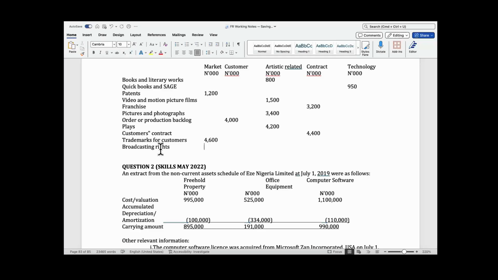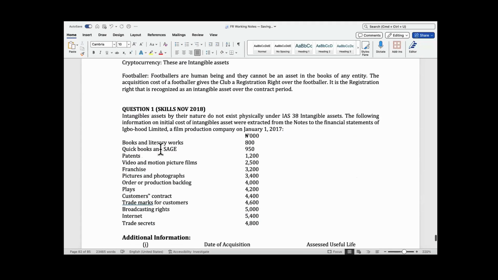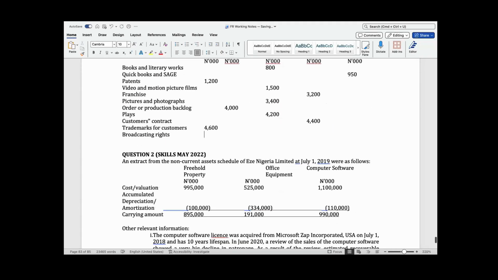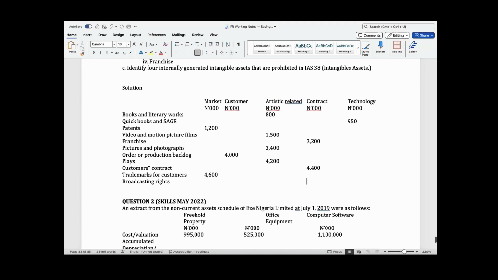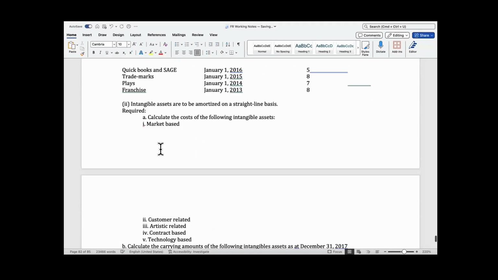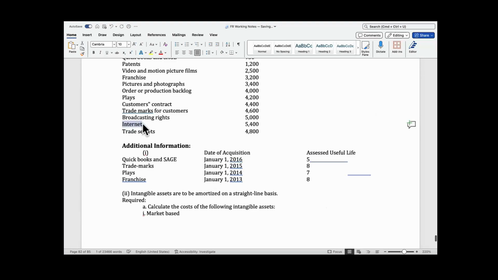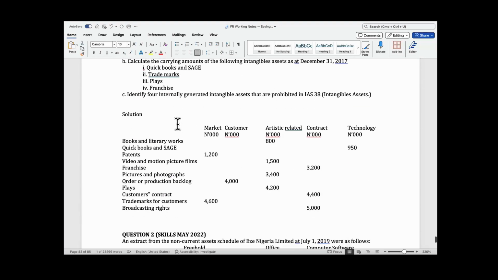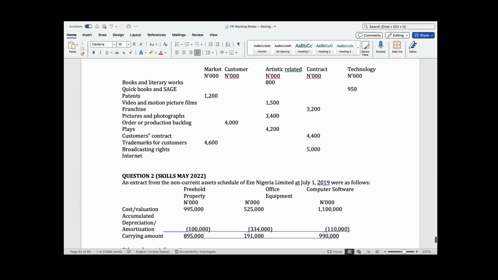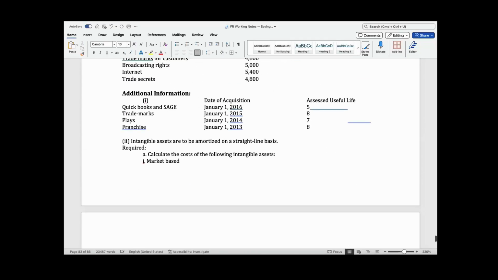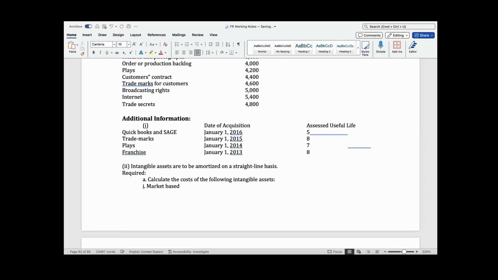Broadcasting rights. Contract. For me, I want to go for contract. What about internet? Technology. I think everybody agreed to that. And how much is it? 5,000.